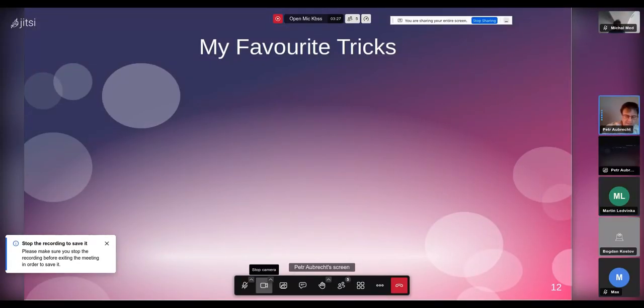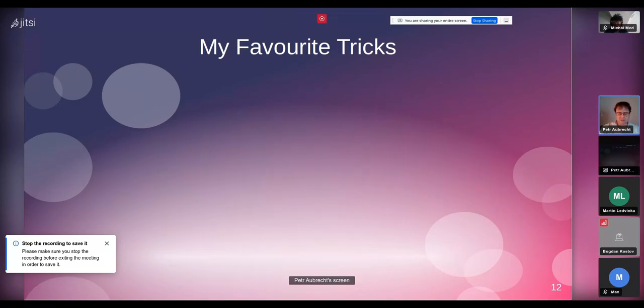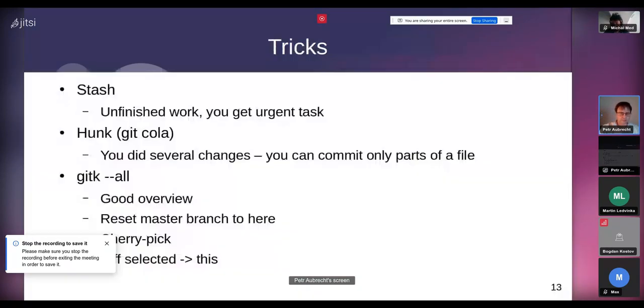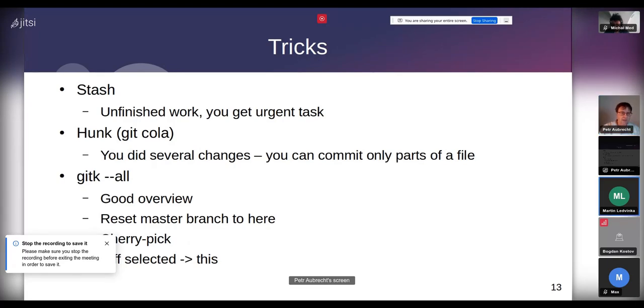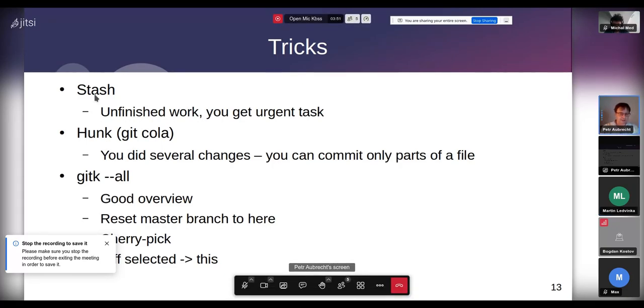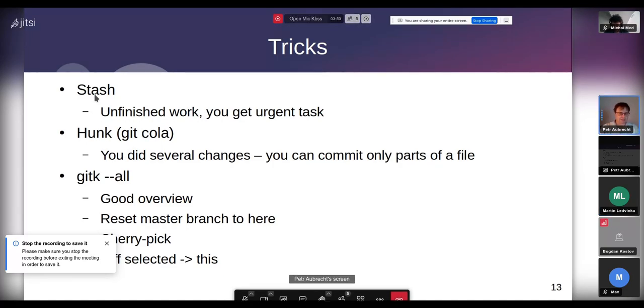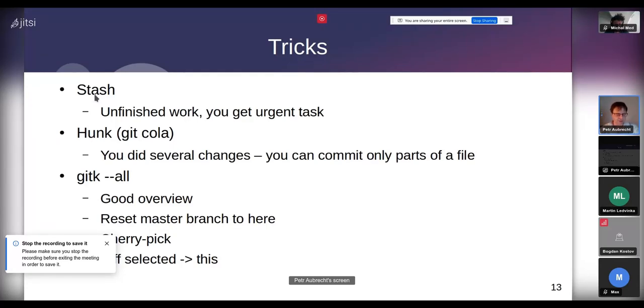Let's talk about my favorite tricks, and I will need your feedback here. If you know it, tell me we know it, and let's go further. If not, we can look at it closer. Okay, so. The first nice trick is stash. You are working on something and you get some other urgent task. Your boss comes to you and says, "I need you to fix this issue."